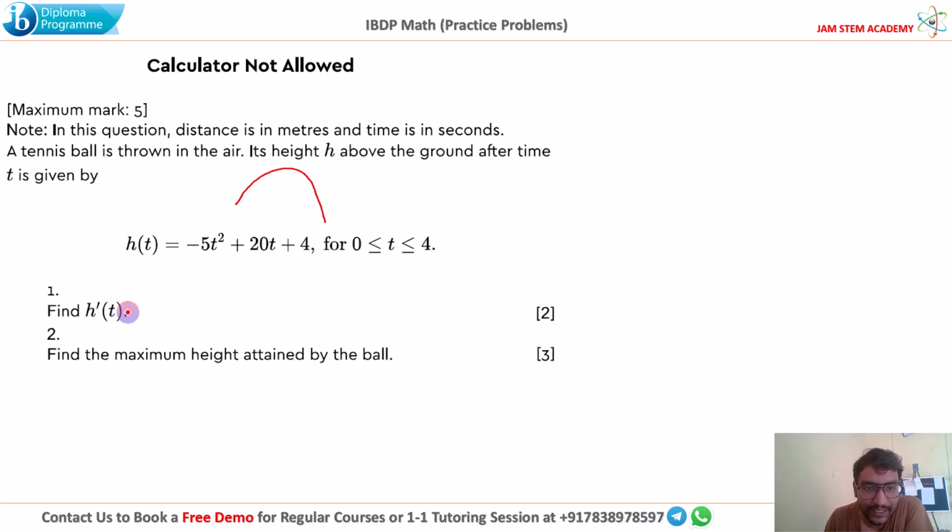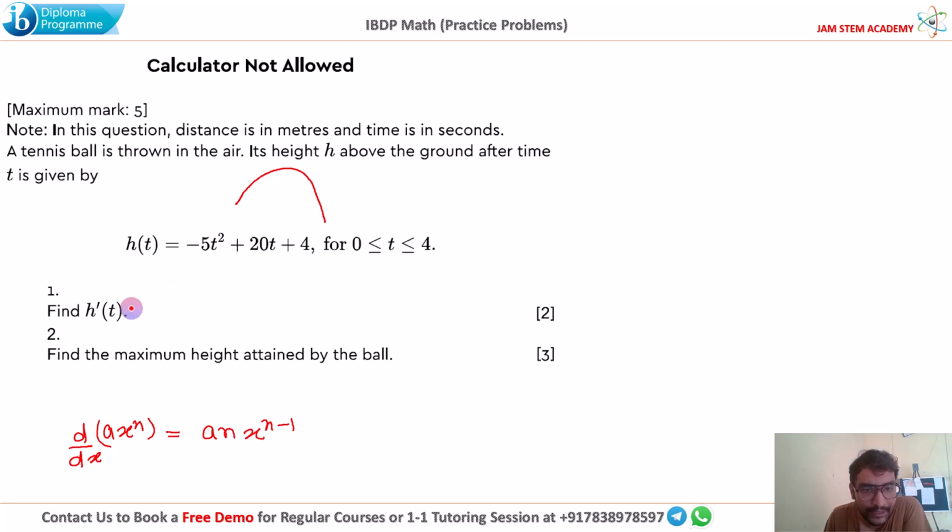Now the first part says find h prime of t. For the derivative, we know the formula for the derivative of any a times x raised to the power n. Here a is a constant number, so it comes out as a times n times x raised to the power n minus 1, reduce one power.